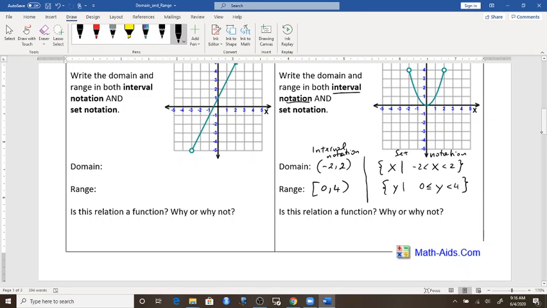Now, is this a function? No, because it's not going to pass. Well, yes, it is a function. It's going to pass the vertical line test. In fact, if I draw a vertical line at any place on the graph, this vertical line is going to cross the graph only once, right? So yes, it is a function.